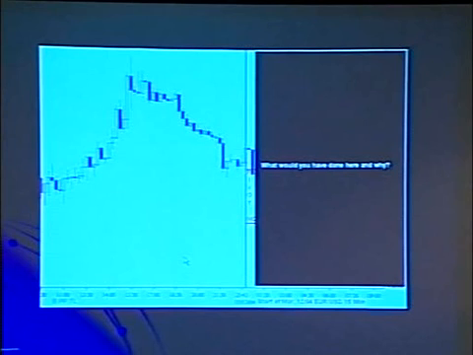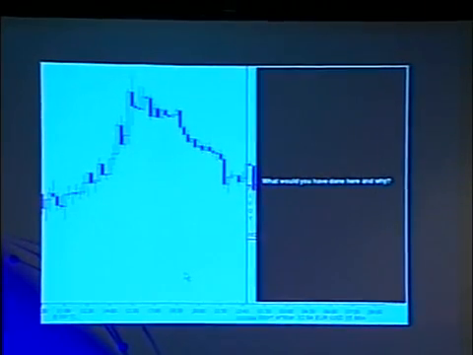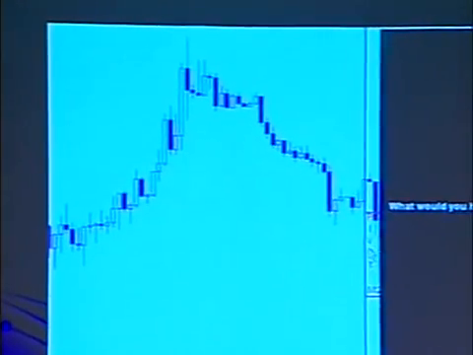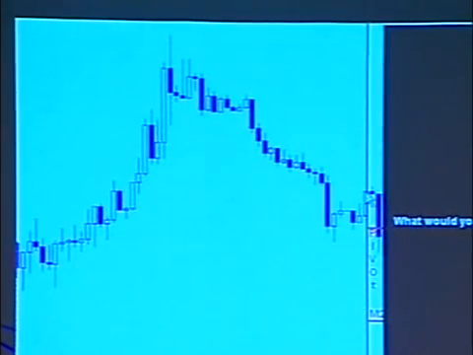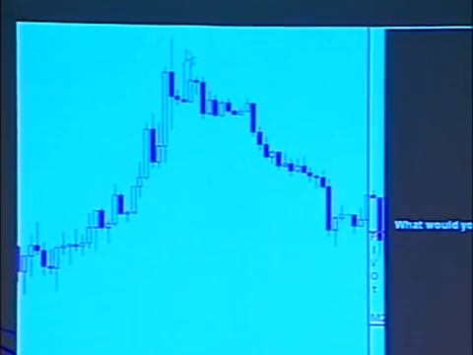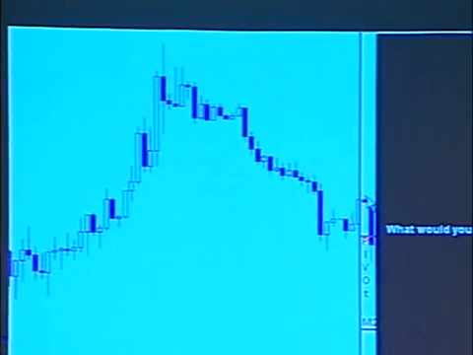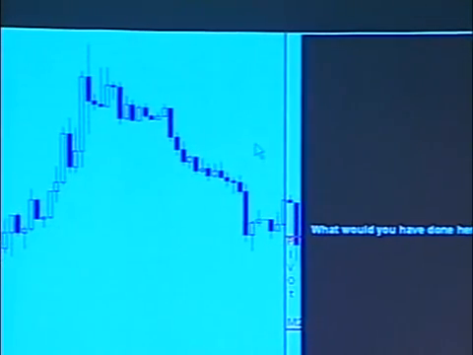Now, what would you have done here? Why? You've got an exhaustion bar here, and you've got a big, huge trend line down from there to there, if you drew it. And price action is below it. So if price action stays below this trend line, I'd be looking to sell. Okay?